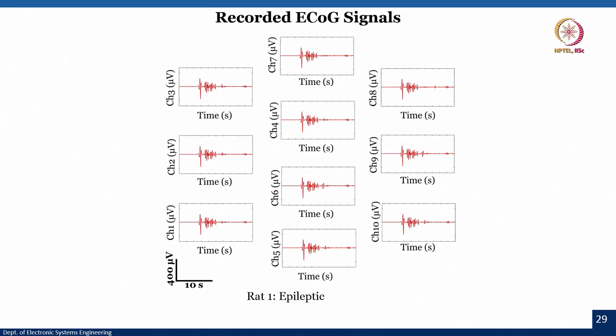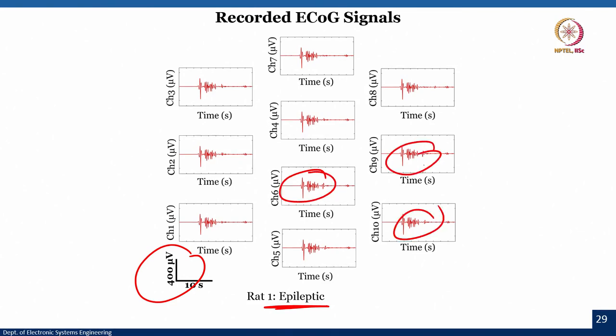In this case, what you see is that now we are looking at the recorded ECOG electrodes, recorded electrocorticography signals, and for this one we have created an epilepsy. As you can see, the signal's amplitude is now 400 microvolts. Again, the readings are for 10 seconds, and this is an epileptic zone because these are bursts of signals, as you can see, almost uniform in several channels, is it not?